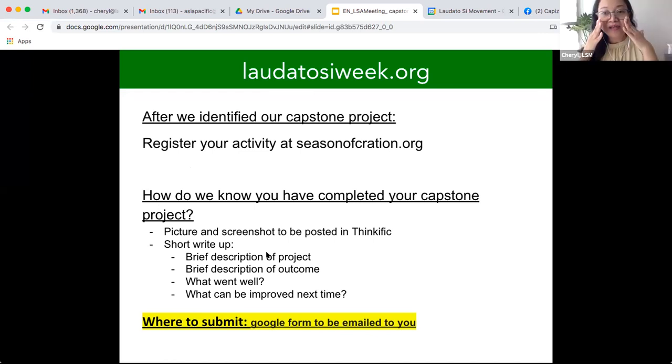We would ask you to register your activity at theseasonofcreation.org. There is an event tab, which you will click. The reason for asking you to register is for people to know that there are many who are participating in the Season of Creation, and to inspire them to also participate. In the event section, you can log your event. It will ask you for the description of your event and the location.